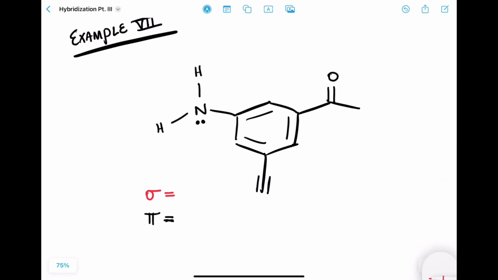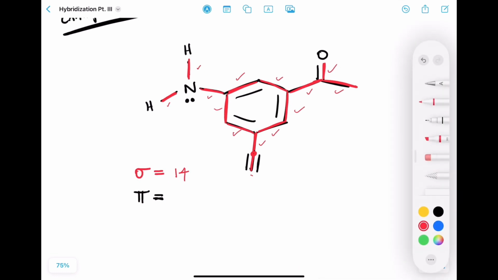Every single bond is going to be a sigma bond. So this is a single bond. That's a single bond. That's a single bond. There's a single bond there before we get into the double bond. There's another one there, another one there, another one there, and another one there. And of this double bond, one of them is going to be a sigma. There's a sigma bond there. And this middle bond is also a sigma. So if we count that up, we have 1, 2, 3, 4, 5, 6, 7, 8, 9, 10, 11, 12, 13, 14. 14 total sigma bonds.